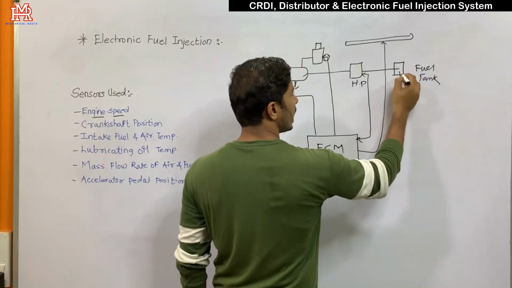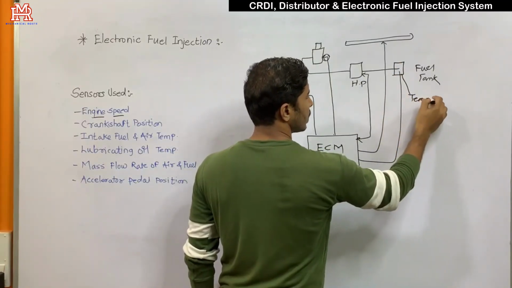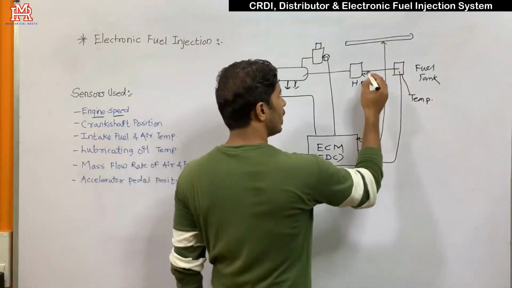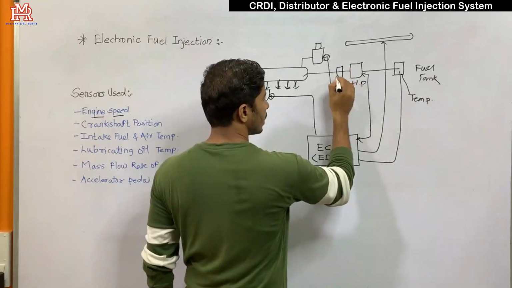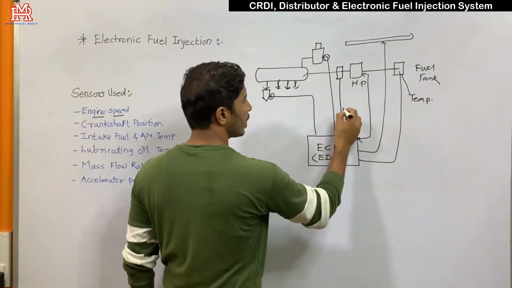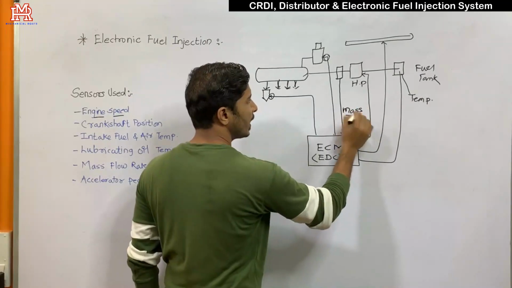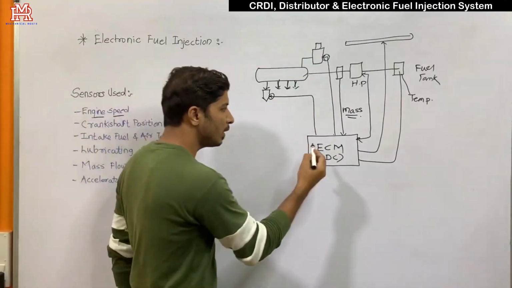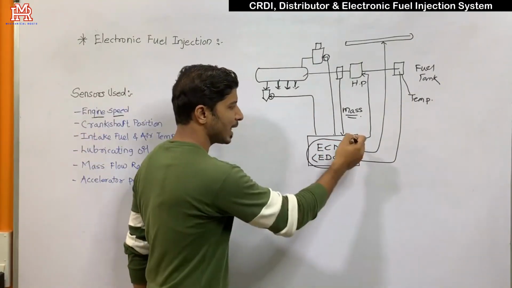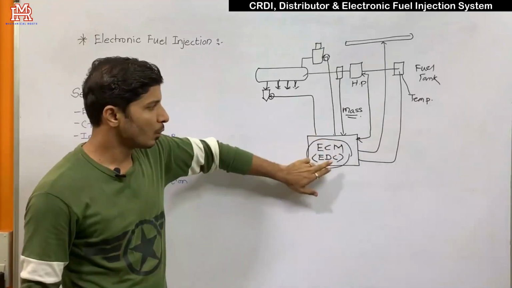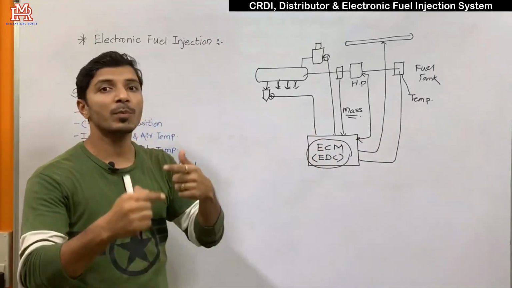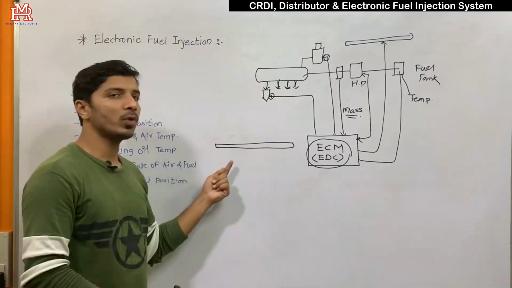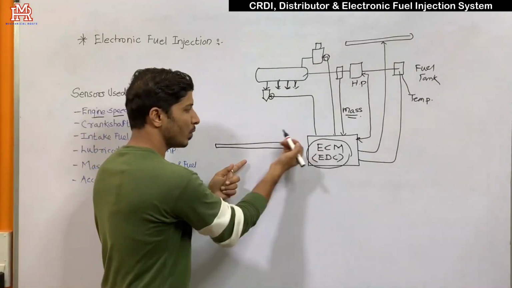In the input lines you will find a temperature sensor, so that we will be able to measure the temperature of the fuel. Then we will have one more sensor which measures the mass flow rate of fuel, to check whether the proper quantity of fuel is supplied from the fuel tank. Similarly, you will have different sensors attached to this ECM, and one sensor is again connected to the crankshaft rotation.